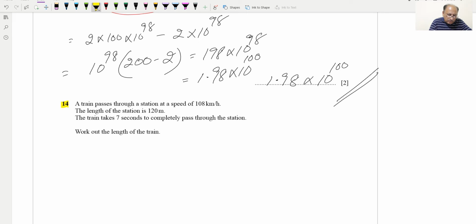Now question number 14. A train passes through a station at a speed of 108 km per hour. The length of the station is 120 meters. The train takes 7 seconds to completely pass through the station.